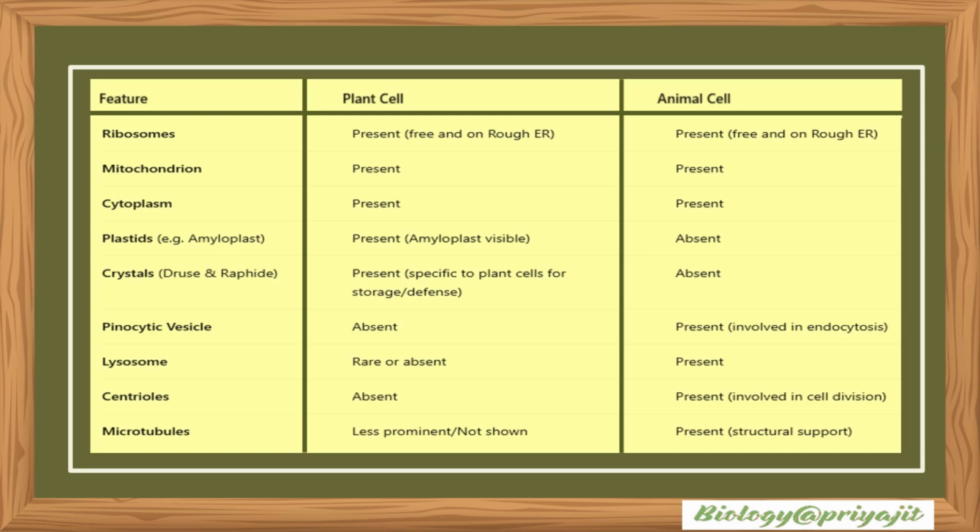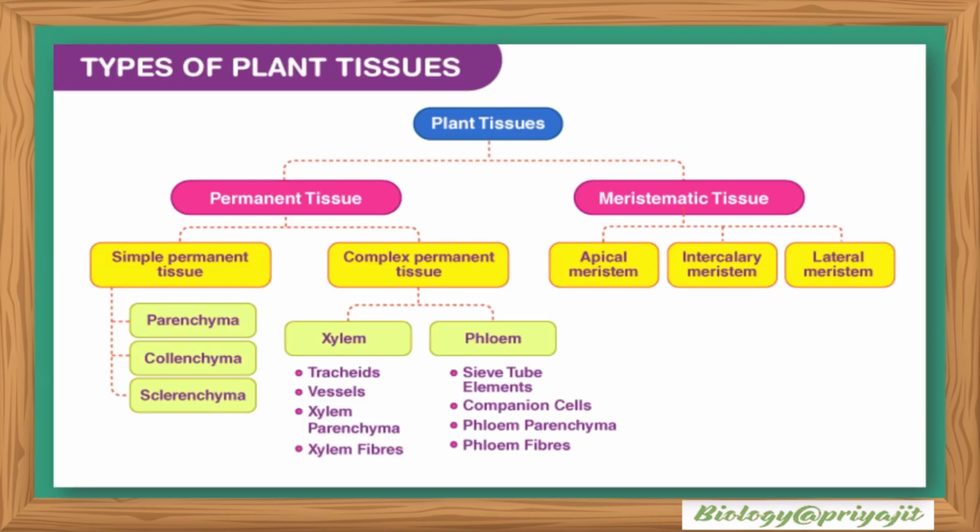Lysosomes are rare or absent in plant cells, but they are present in animal cells. Centrioles are absent in plant cells, but centrioles are present in animal cells, involved in cell division. Microtubules are less prominent in plant cells, but in animal cells microtubules are present. But in plant cell division, there is an MTOC, microtubule organizing center, which plays an important role in spindle formation.